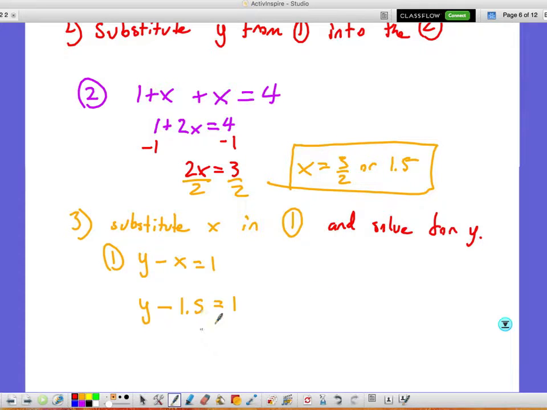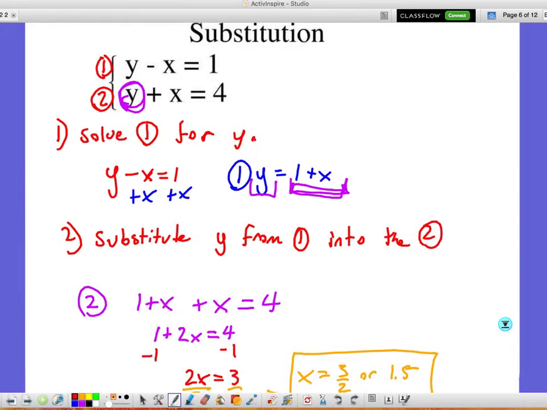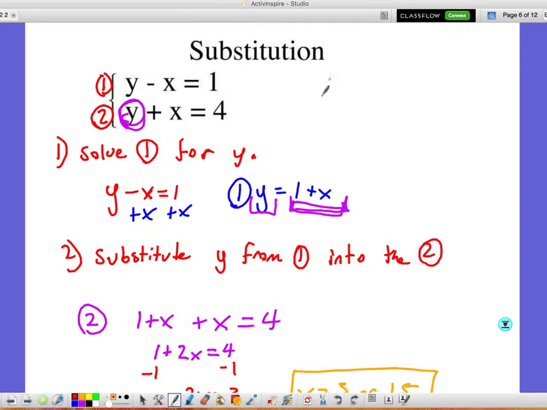Okay, so we need to go ahead and add 1.5 to both sides, and what that gives us is y is equal to 2.5. Alright, there we go. And so we just use substitution in order to solve our system of linear equations, and so my ordered pair is going to be 1.5 and 2.5. Here's my ordered pair.